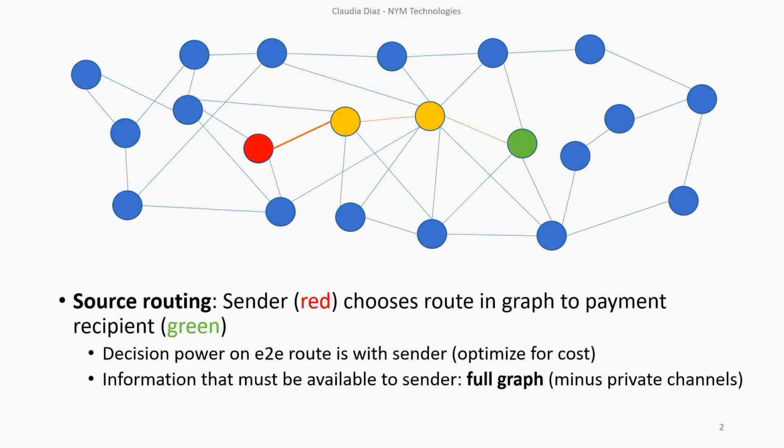All right, so the first thing is that Lightning is source routed. That means that the sender, in this case the red node, is choosing the full path all the way to the destination. Now, to make these choices, to build this path, the red node needs to know the full graph, otherwise it's not able to find the path. And it also means that it has all the decision power, and these paths are built not randomly, but trying to optimize for cost, so that you don't have to pay extra money for your payment in fees.